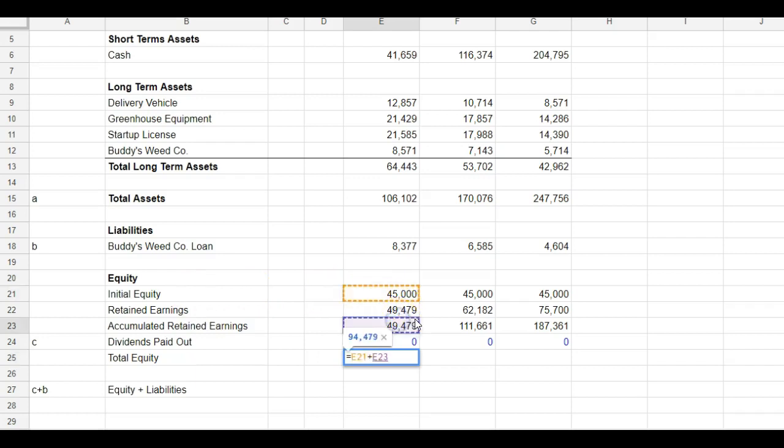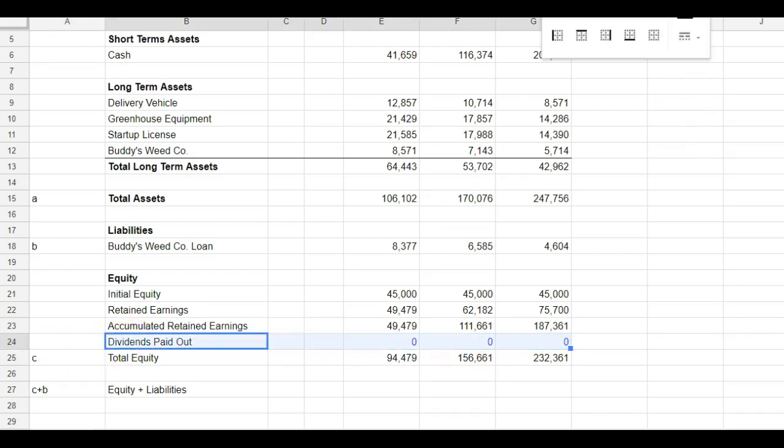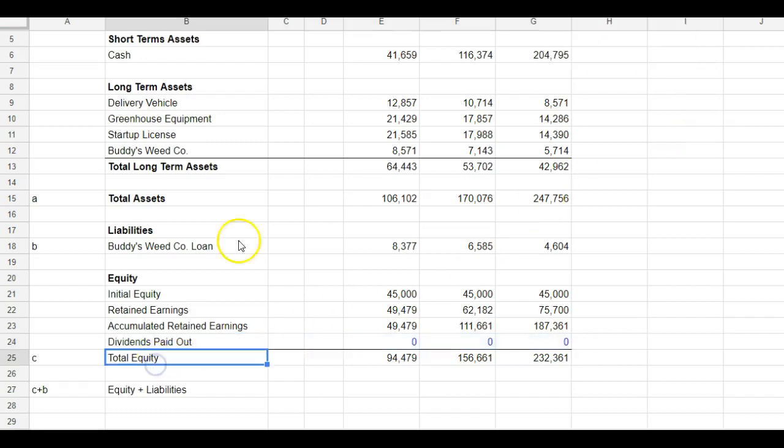All right. There's my total equity. All I did was add my initial equity and my accumulated retained earnings. That's all I did. I just added that there. All right, let's clean this up a little bit, make it neater, visible, easy to read. So now, what's my equity plus liabilities? Let's see if this works. Usually there's some mistake and you have to fix it. There's my equity and liabilities, and there's my total assets.